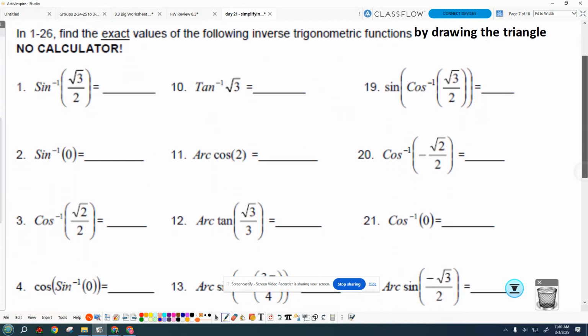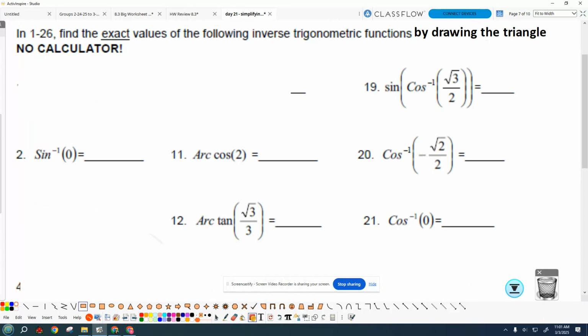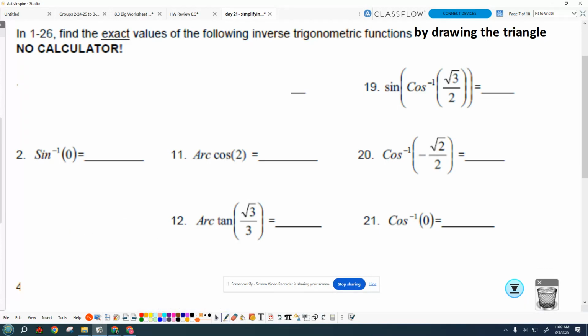So, looking at this, again, can you guys do those answers still? Wait, do you know this? No, wait a minute.